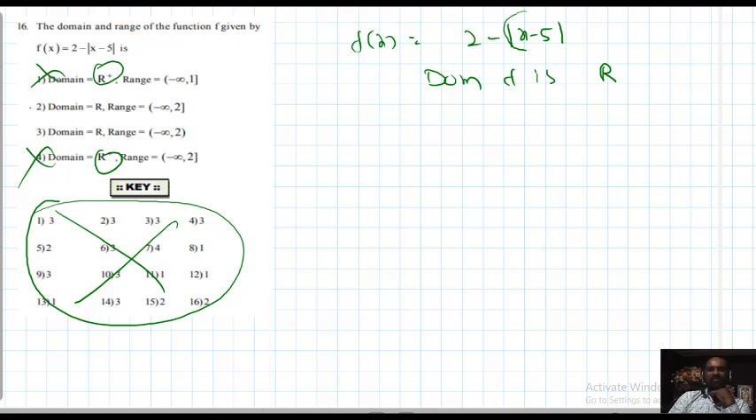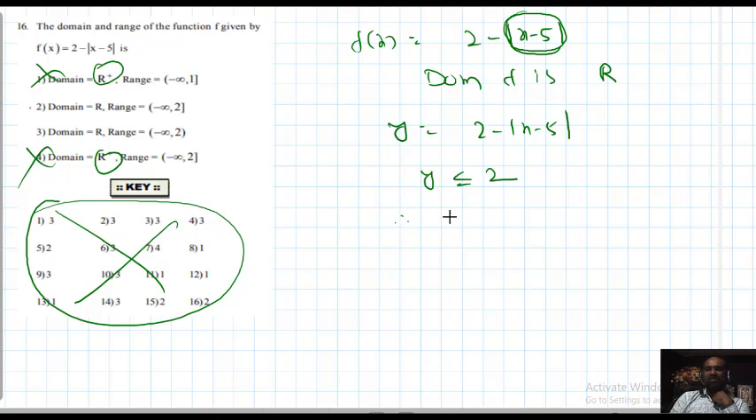Next, students, listen, by observing the problem you can say the answer here. This value is 0 or greater than 0. When 0, x equal to 5. So what is the total value? 2 minus 0 or 2 minus something. What is the meaning of that? This value is 2 or less than 2. So what I can say, y equal to 2 minus mod of x minus 5, then y is less than or equal to 2.